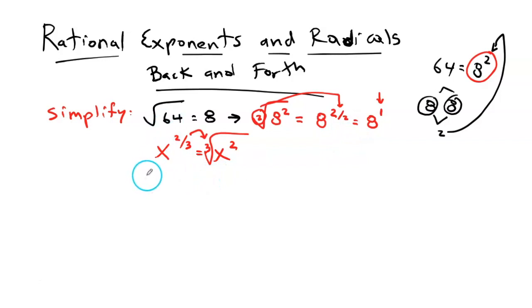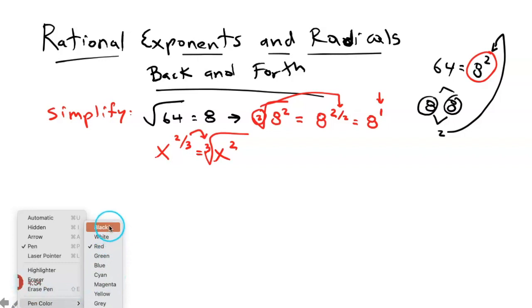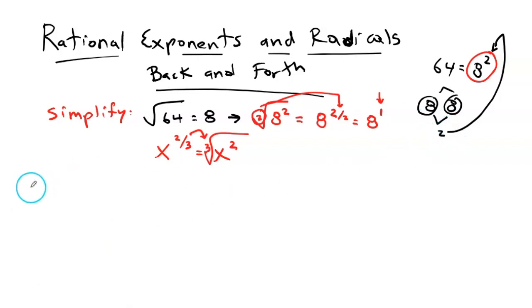Let's go with the 64 again. But instead of square root, let's do the cube root of 64. Now, unless you know your perfect cubes, I have to do something. What do I do?